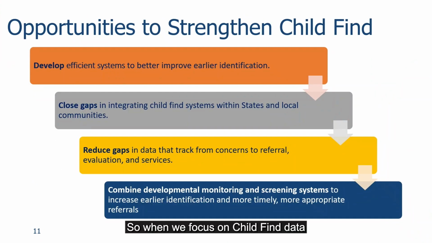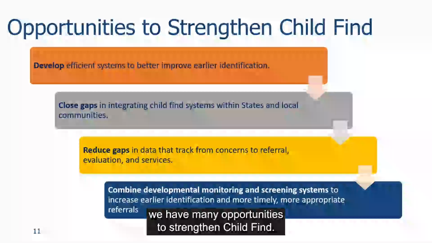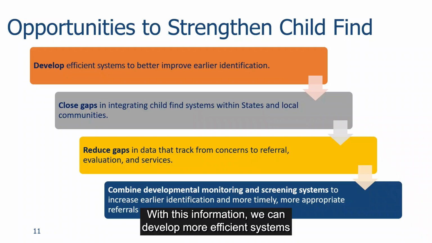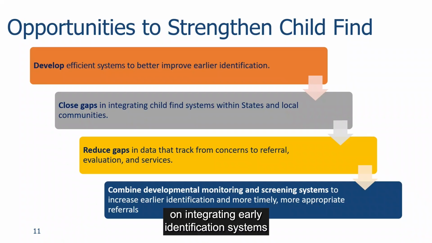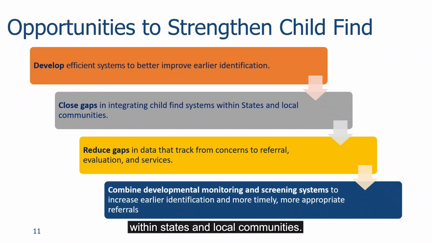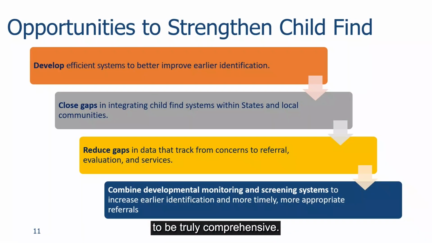So when we focus on child find data and trying to really understand what is happening within the child find system, we have many opportunities to strengthen child find. With this information, we can develop more efficient systems to better improve earlier identification. We can close gaps on integrating early identification systems within states and local communities. Remember, these efforts rely on those critical connections to be truly comprehensive.